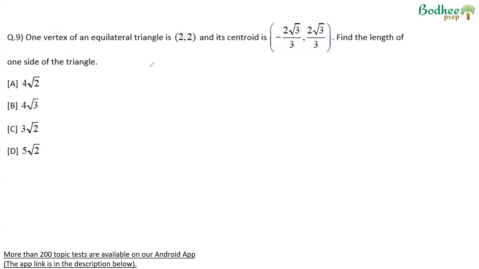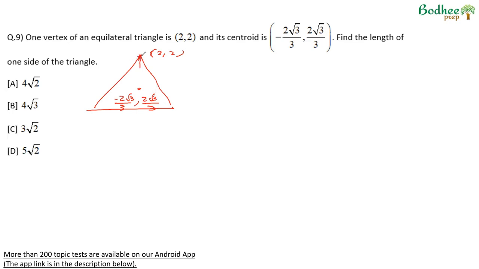One vertex of an equilateral triangle is 2, 2. One vertex in this one is 2, 2. The centroid is minus 2 root 3 by 3, 2 root 3 by 3. Find the length of one side of the triangle.